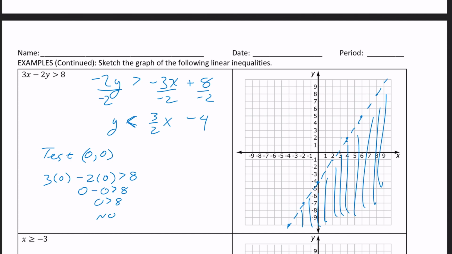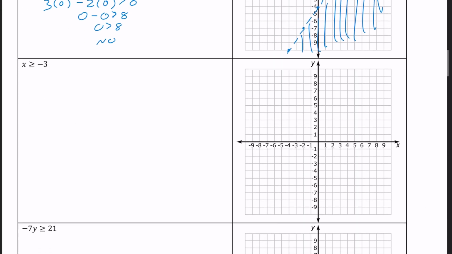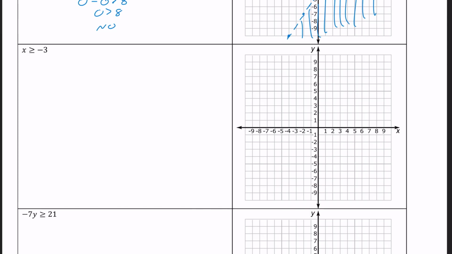And also, the y less than indicates I should shade below. Now, if you forget to switch the sign of this inequality right here, then that test of testing 0, 0 would catch that you had a mistake. So it's always a good idea to test that 0, 0 point. So, two last quick ones.